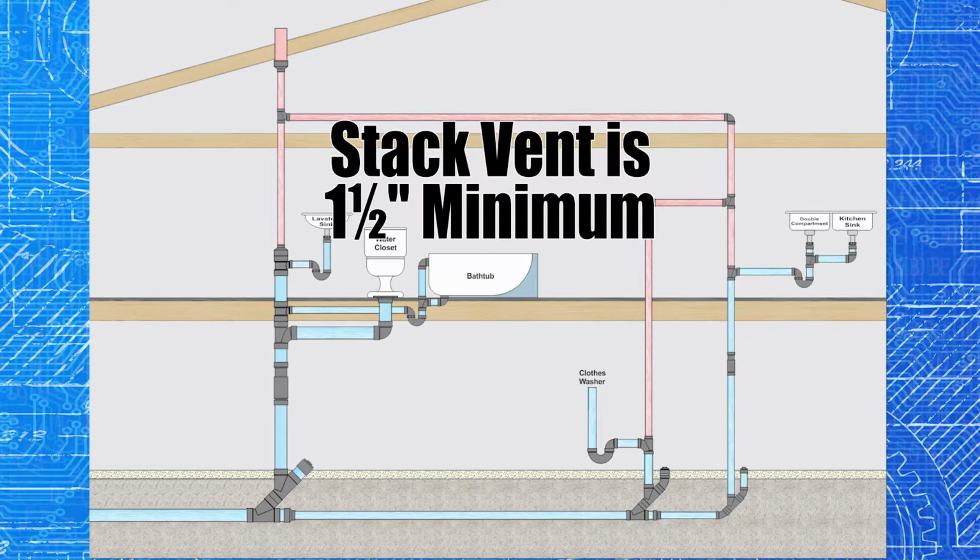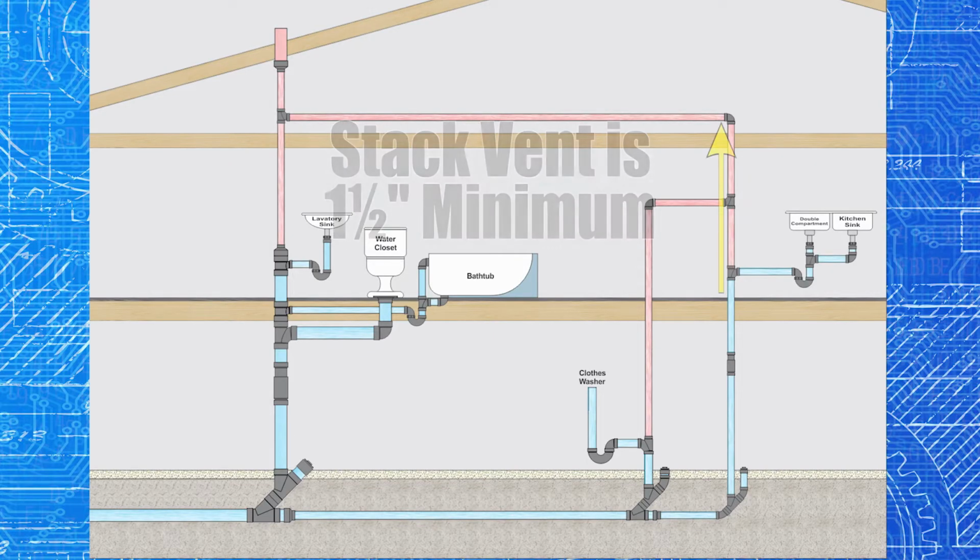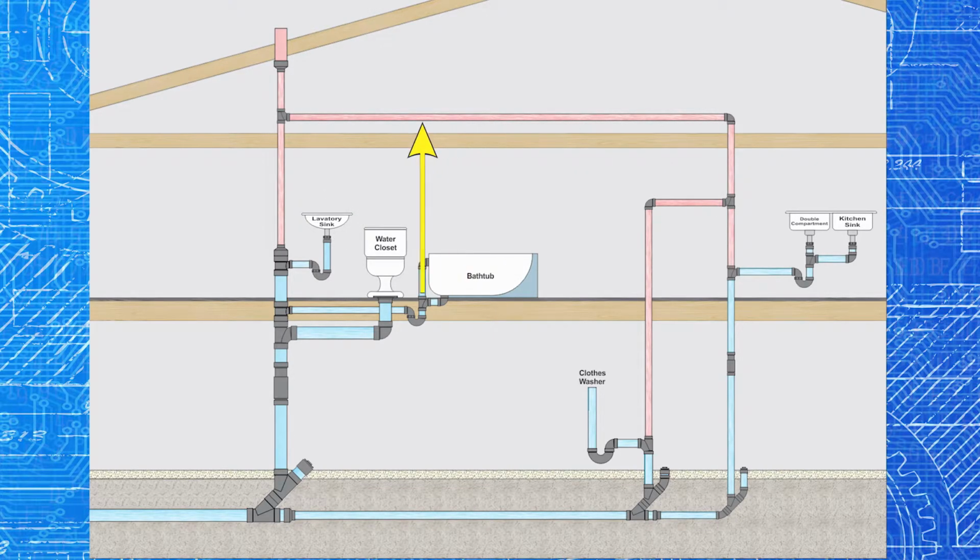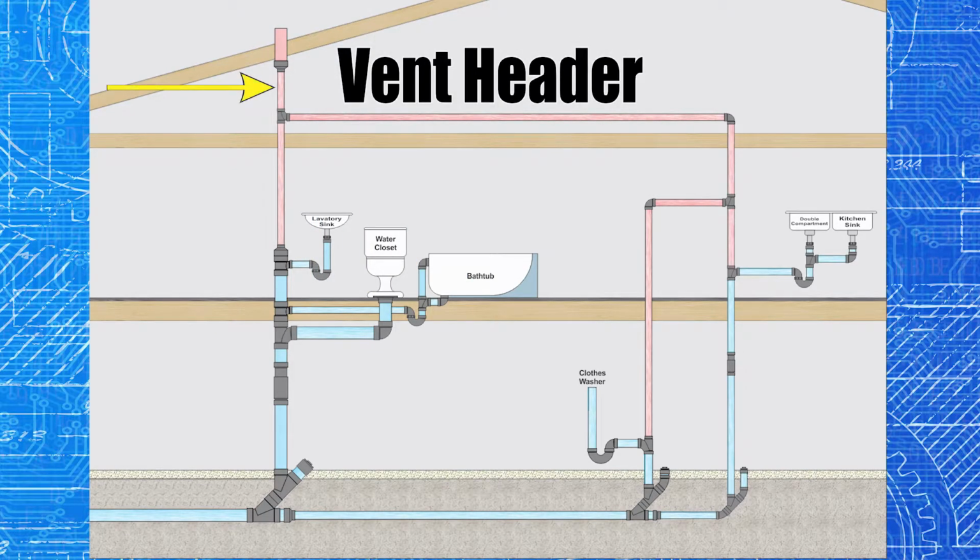Now the stack vent serving the kitchen sink will actually be 1 1/2 inches minimum because of its developed length. But that's going to head into the attic and across until it joins into the other stack vent. And you guessed it, we have a vent header coming off the top of that. At this point we should figure out how many fixture units are being served by that vent header.